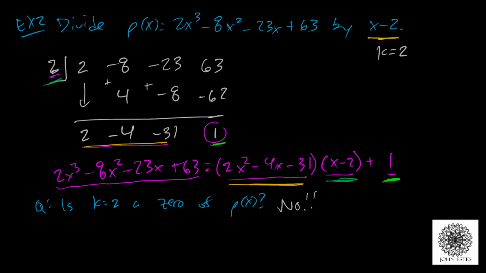Now how do I know that? Because the remainder is not 0, which means that this big p of x polynomial cannot be factored as something times x minus 2. Now that brings up an interesting idea though. So what if you don't have a 0 as a remainder? What does that mean? Well, we can come up with something called the Remainder Theorem.